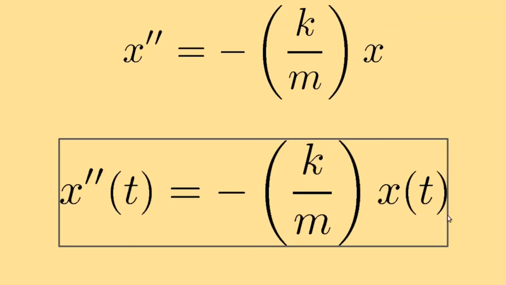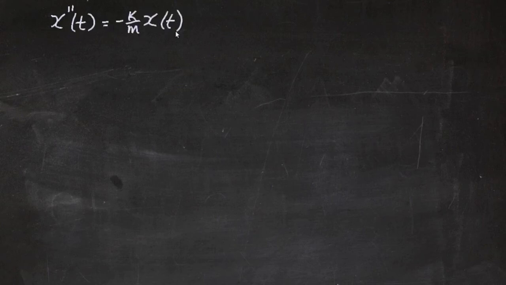Let's see how to do this in detail. So remember, we're looking for a function of time such that the second derivative of that function is equal to negative k over m, where k is the spring constant and m is the mass, times that function of time itself. We already know the answer because we've seen what it looks like.